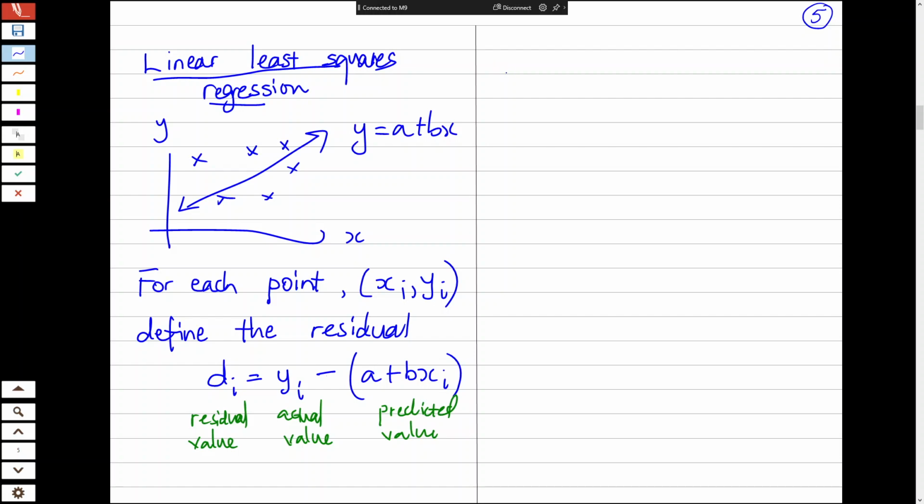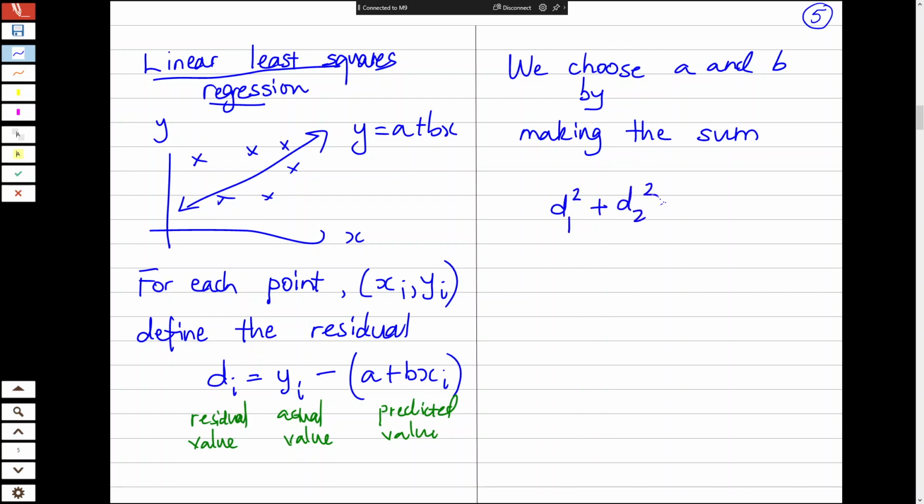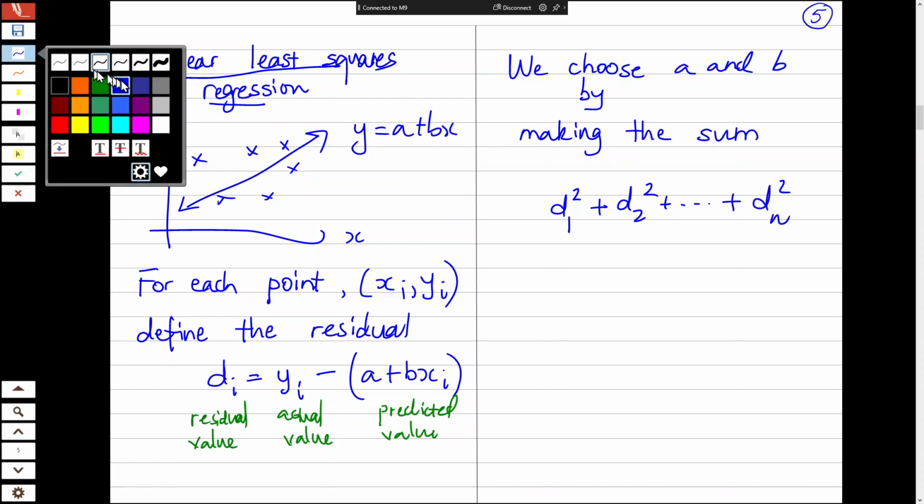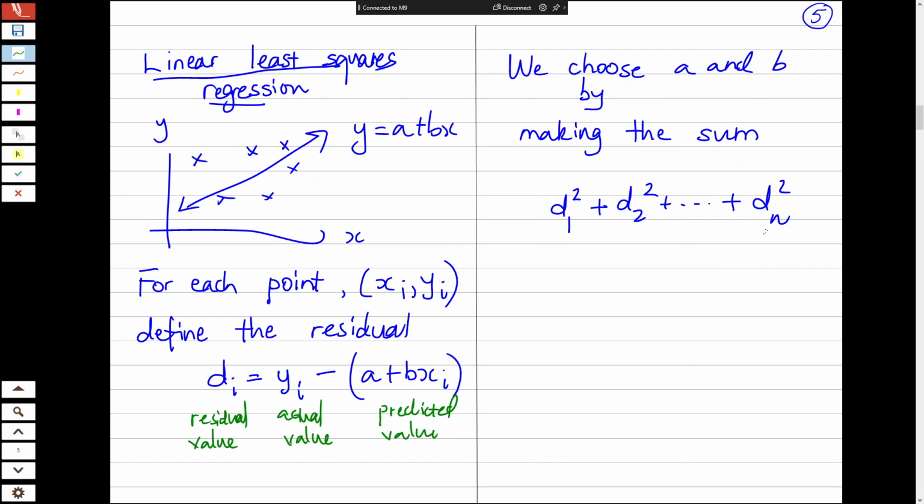All right. So here is how we choose A and B. By making the sum d1 squared plus d2 squared all the way up to dn squared. So here there are n data points in my scatter plot. I know this is like, where the heck is this coming from? So I'll explain it.